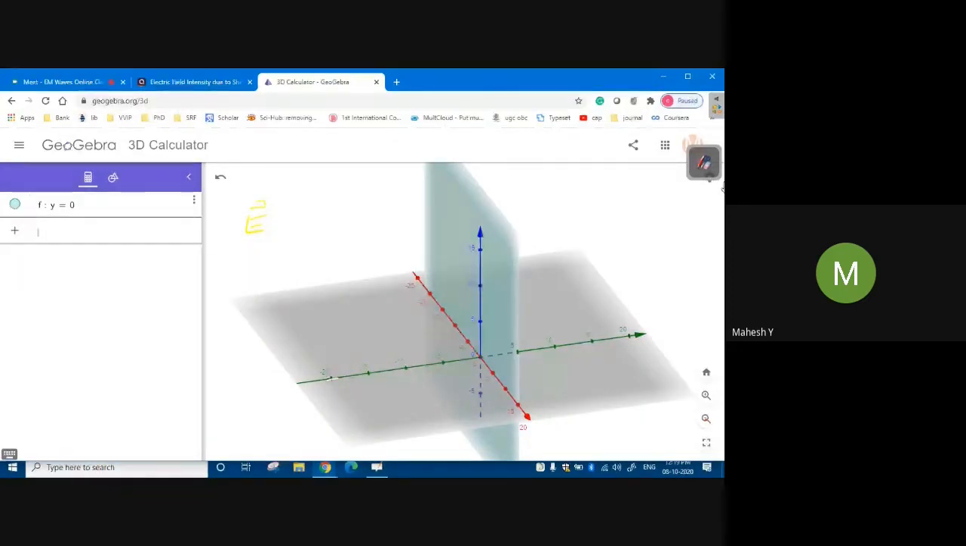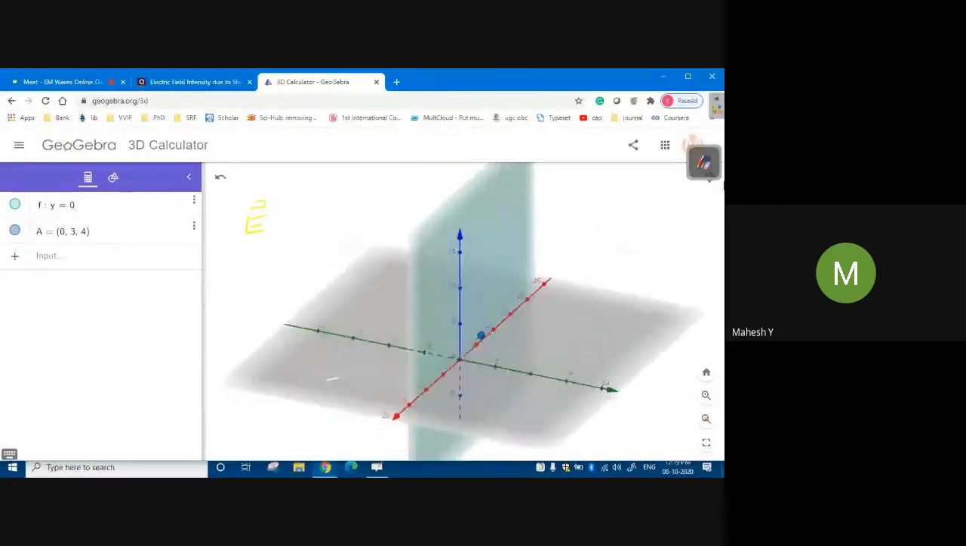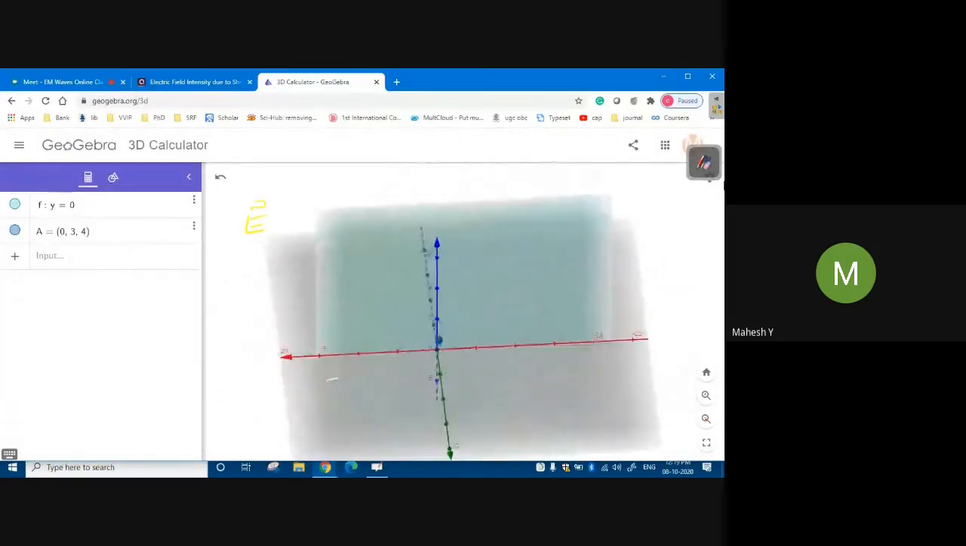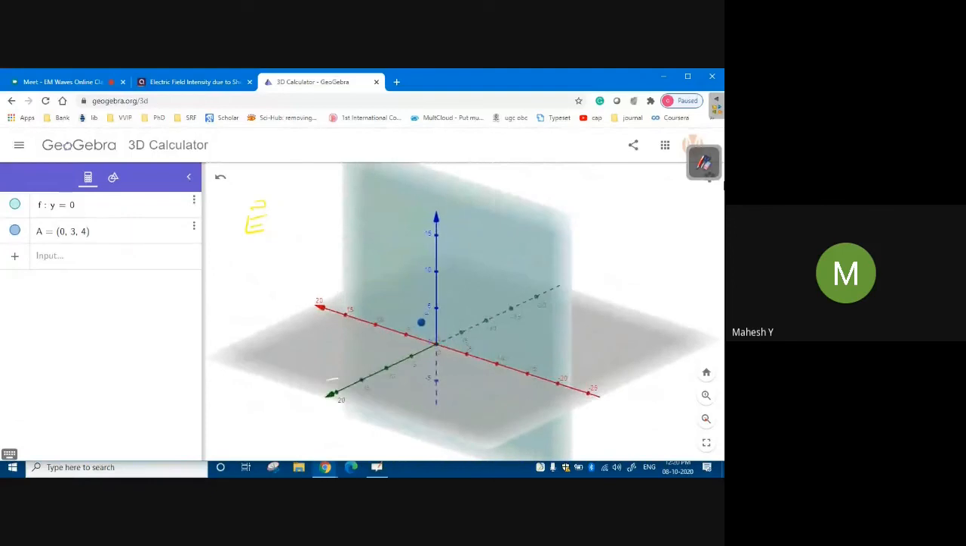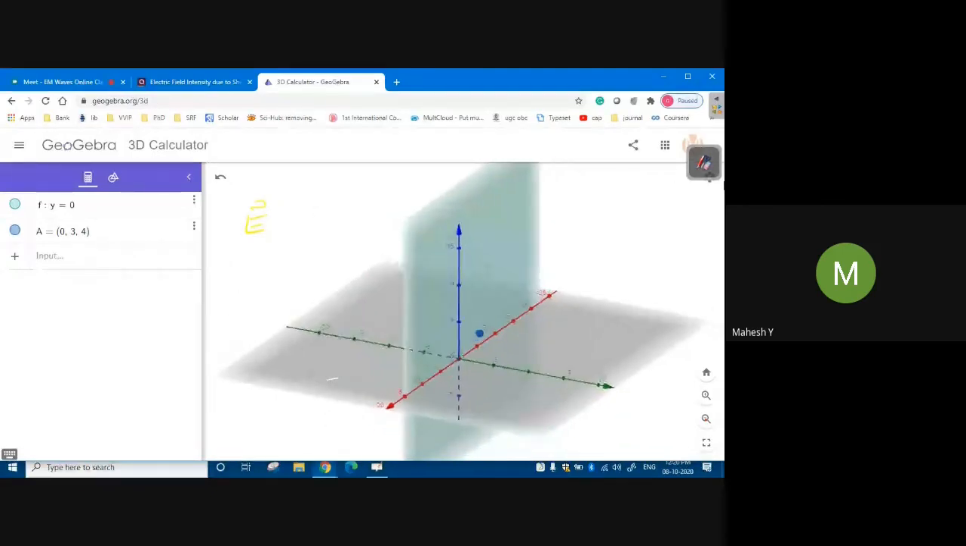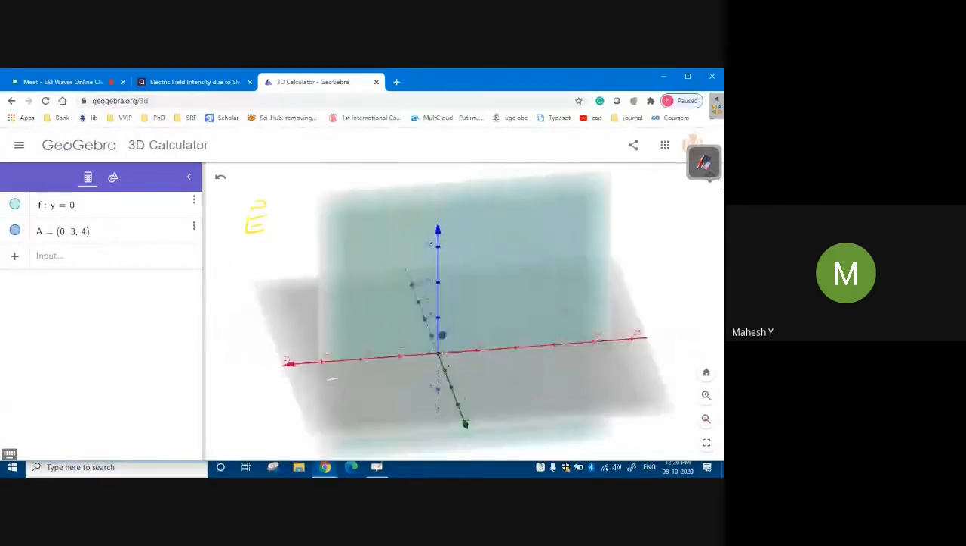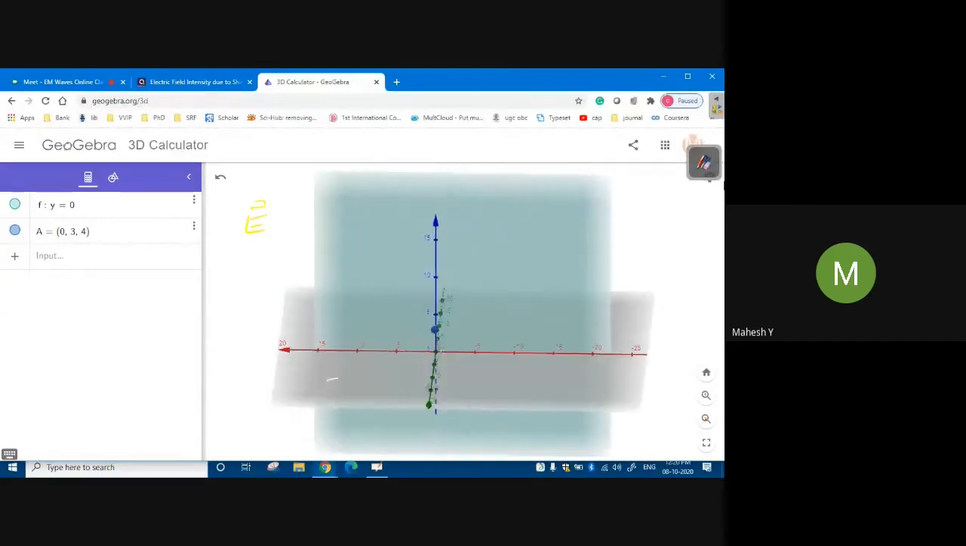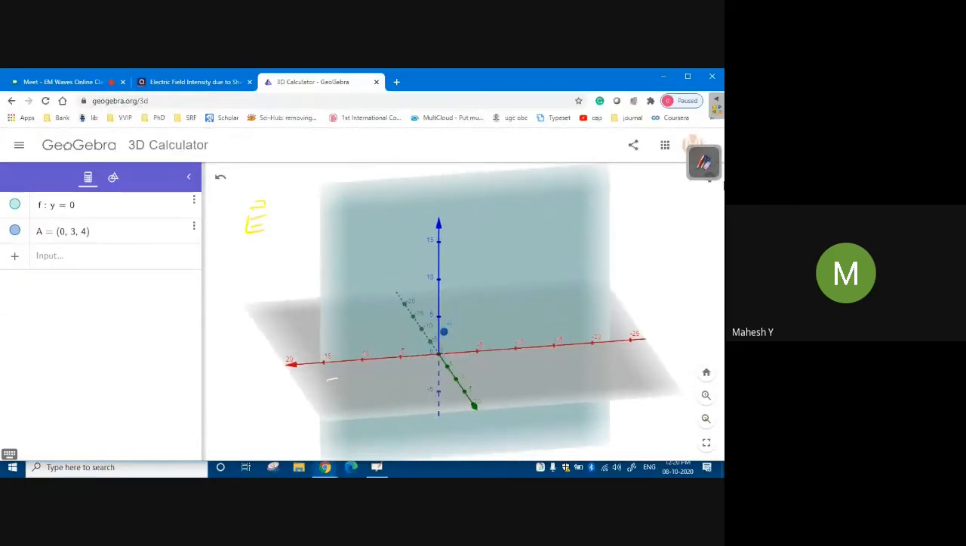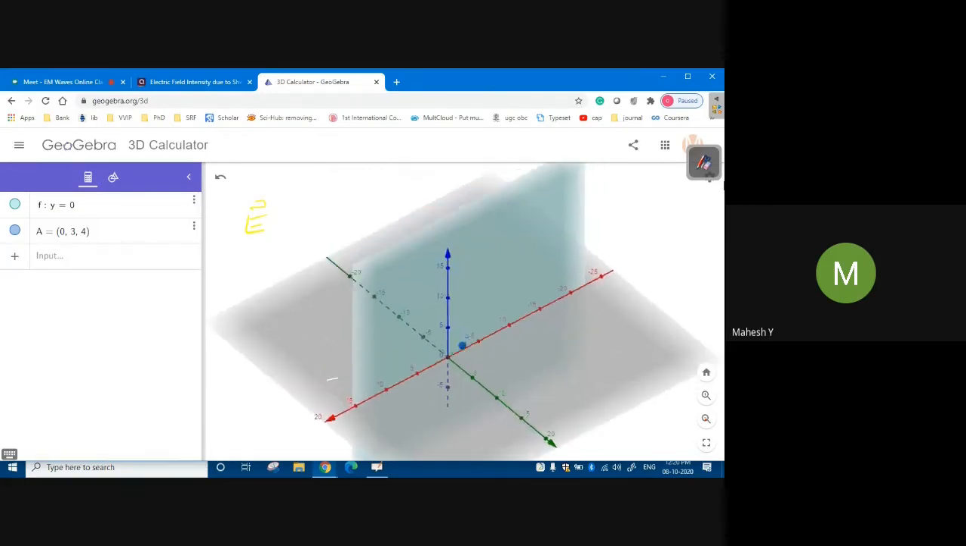Okay, try yourself. What will be the electric field intensity at a point 0 comma 3 comma 4? So this is the point, and the charges lie along the red line as well as the green line.